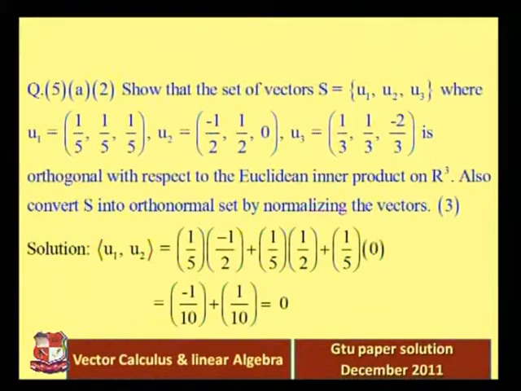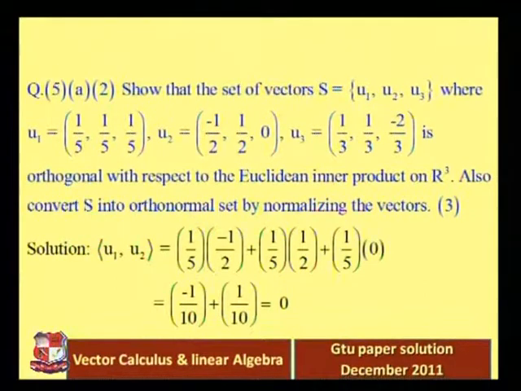So let's start. The inner product of u1 and u2 is simply the dot product. So u1 dot u2 is equal to 1/5 times -1/2 plus 1/5 times 1/2 plus 1/5 times 0. So that is equal to -1/10 plus 1/10, which is equal to 0. So the inner product of u1 and u2 is equal to 0.